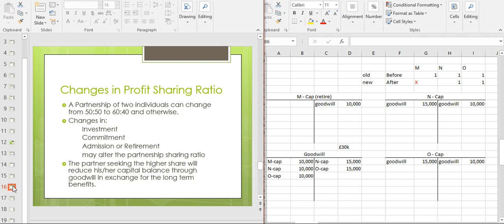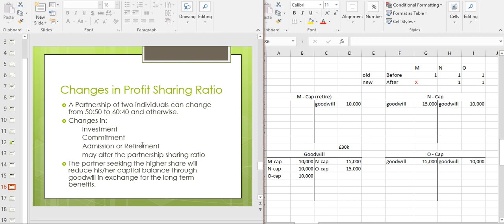What does this actually cover? So we've got an example here. Let's just say there is a partnership of 2 individuals and things so far are 50-50, however they decide to change them to 60-40. What about if one partner has more investment than another? Things are changing in a partnership, so investment levels. Or perhaps one partner is more committed than another, or decides to take on more work than another.